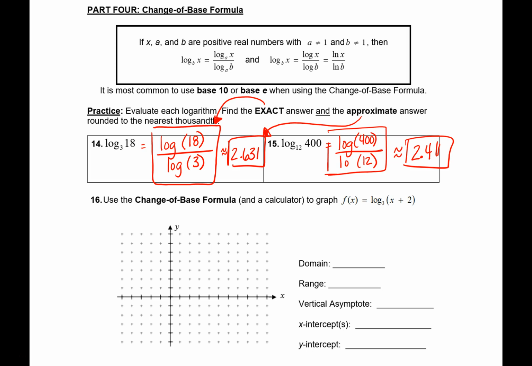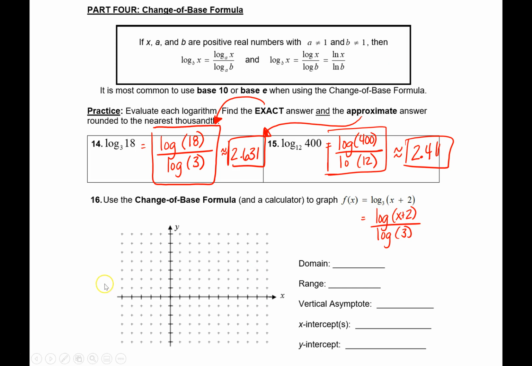Okay, the last thing that I want to show you is that we can also use the change of base formula with a calculator to help us with graphing logs. So if I have log base 3 of this quantity x plus 2, the change of base formula says that's equal to log base 10 of the input, x plus 2, divided by log base 10 of the original base 3. This is something that is going to be a little bit easier to graph, and in future years you're going to get more into that.